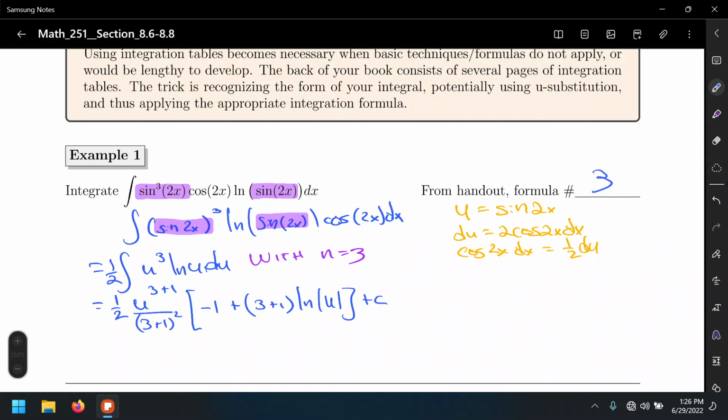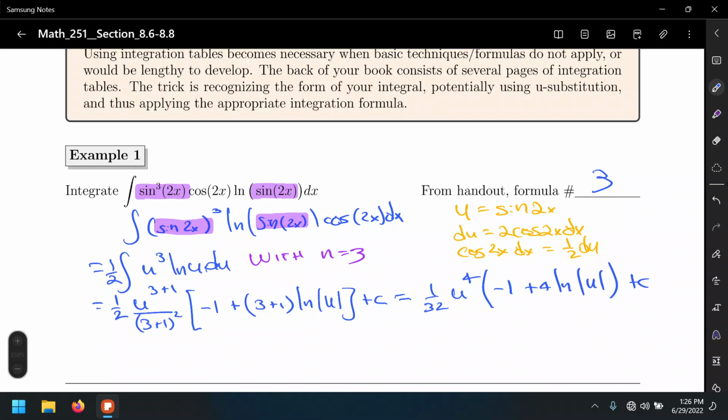Alright, so what is 3 plus 1? Isn't that a 4? And a 4 in the denominator is going to get squared, but that's going to give us a 16. And then that one times 1/2, isn't that going to be a 32? Okay, so that's 1 over 32 u to the 4th. I'm going to write everything first in terms of u, and then -1 plus 4 ln of u plus c.